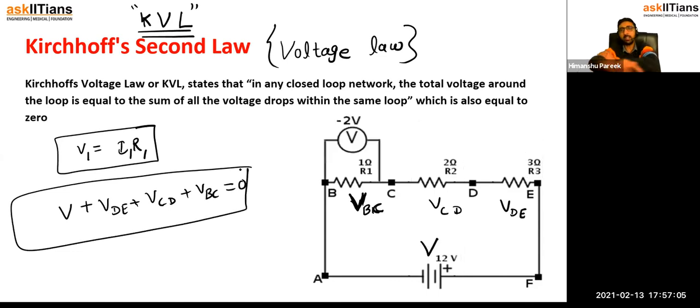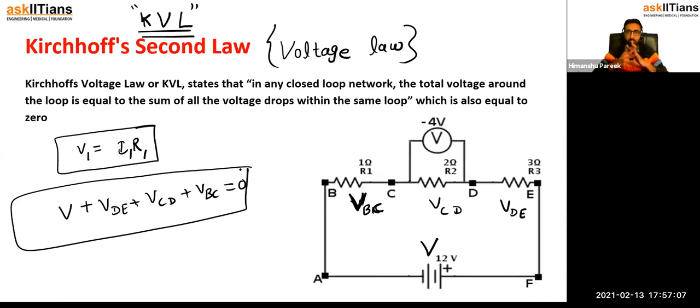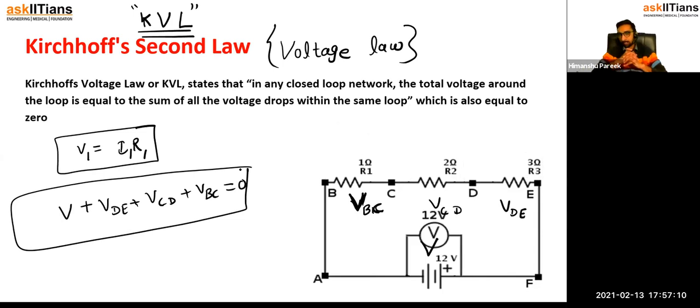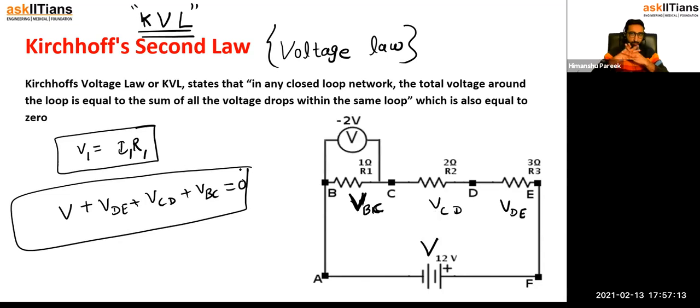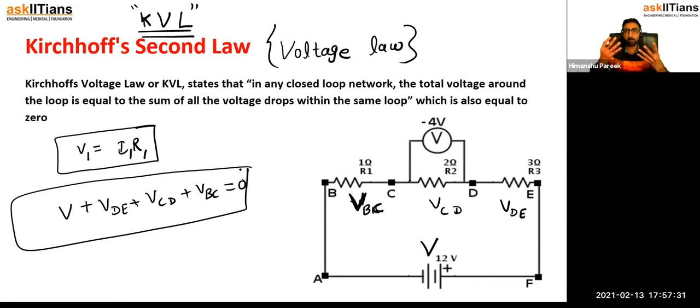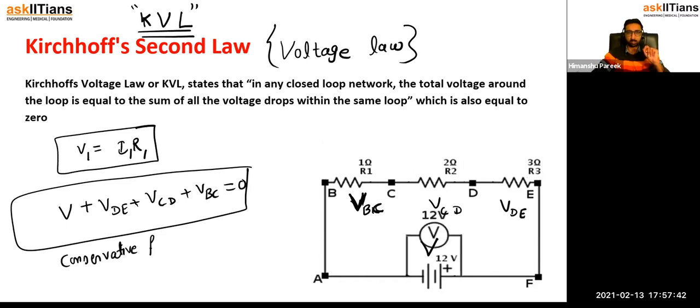Let me explain why it is so. Why this potential sum across the entire loop has to be 0. This has a deeper connection with conservative forces. We know that there is an electrostatic force. So electrostatic force is a conservative force. If you remember conservative forces from grade 9, then the conservative forces tell you that the work done by a conservative force in a closed path is 0. That's the rule. Work done by the conservative force in a closed path is 0.